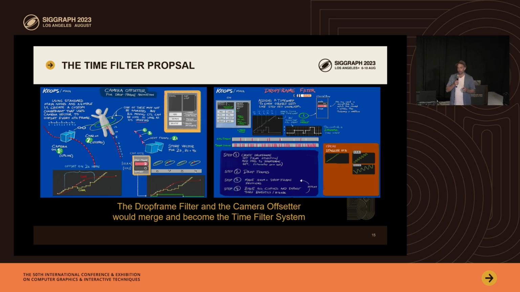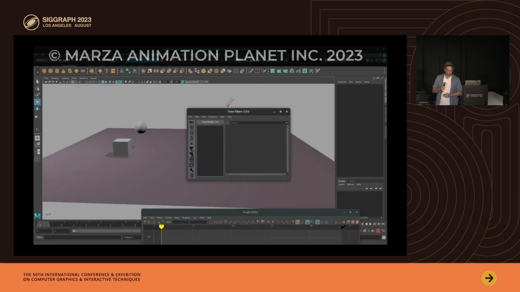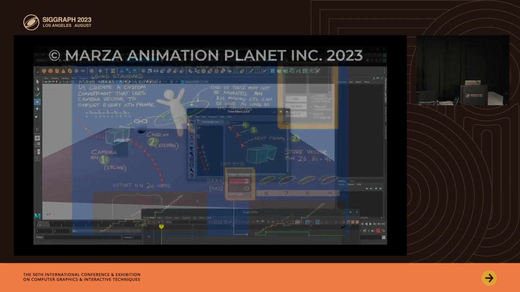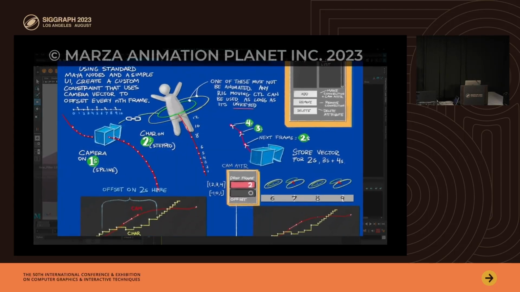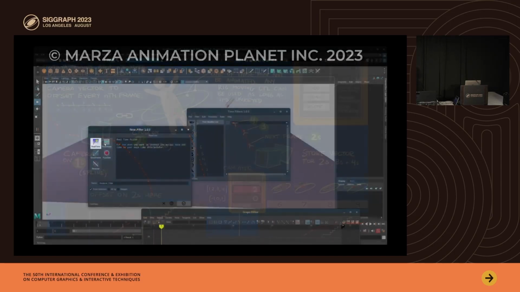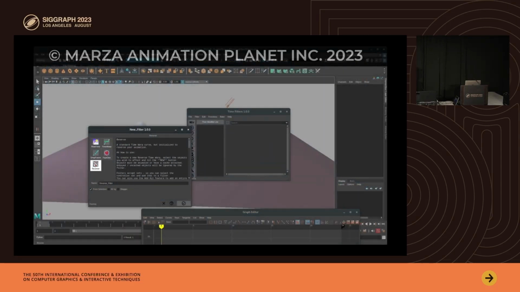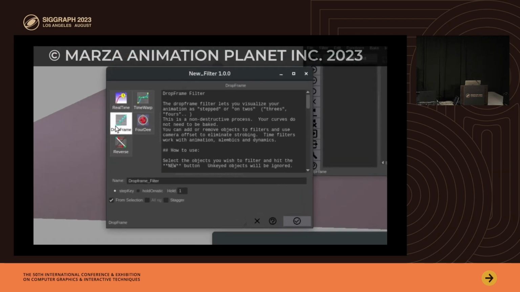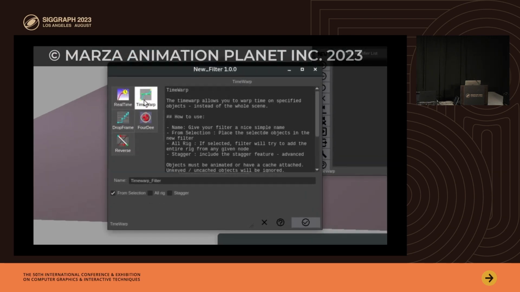Right now we're going to watch a short video on how the time filter works and how it goes in action. This is a demonstration of the time filter system. Time filter is a tool that allows animators to manipulate time on certain sets of objects. There are a few different types of filters available. We're going to be taking a look at the drop frame filter and the time warp filter.